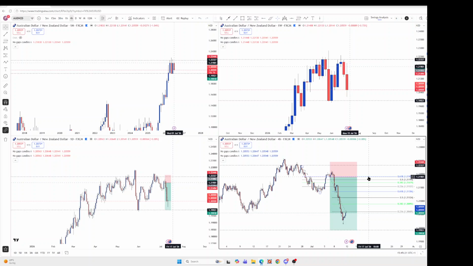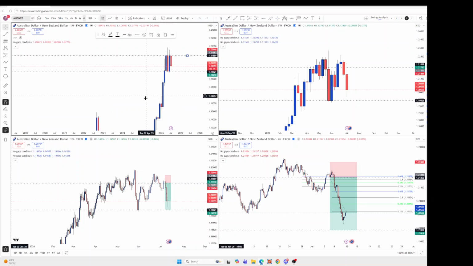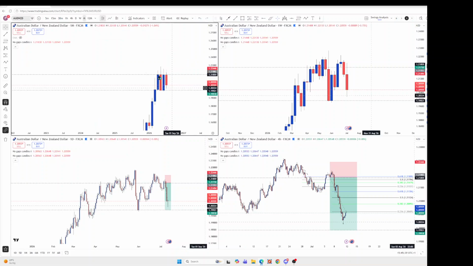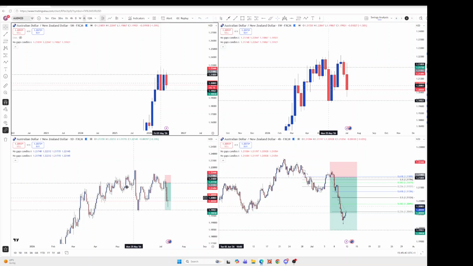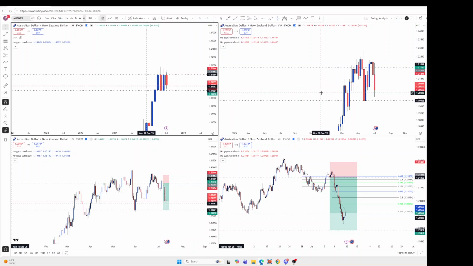The 618 fib, if you notice, let me just draw that up for you. I'll use this one, and drag this down to here. This monthly level, you see on this is a monthly level that's created up here, and you can see how that translates into support and resistance on the other time frames as well.